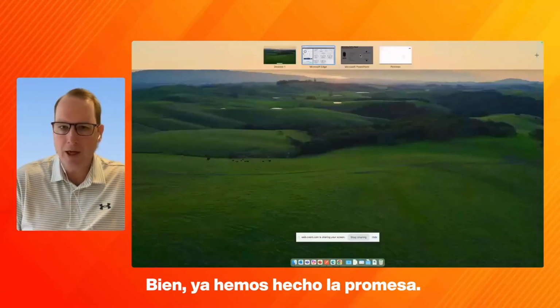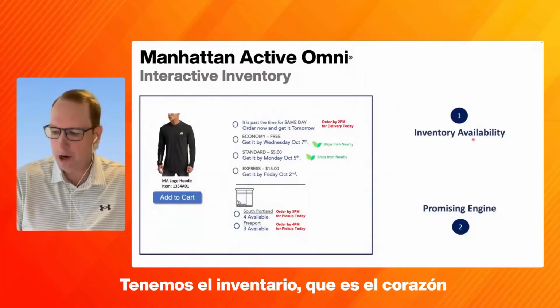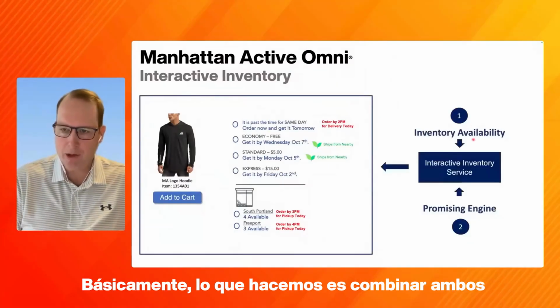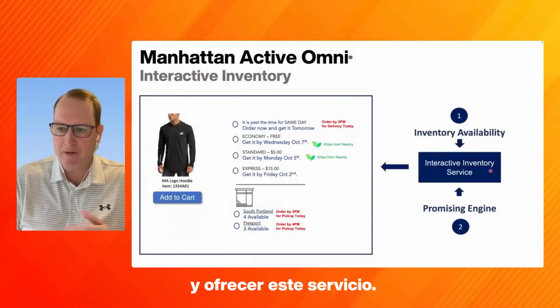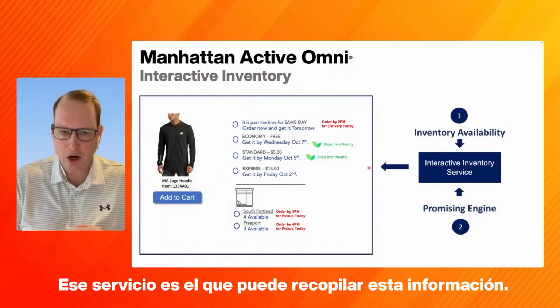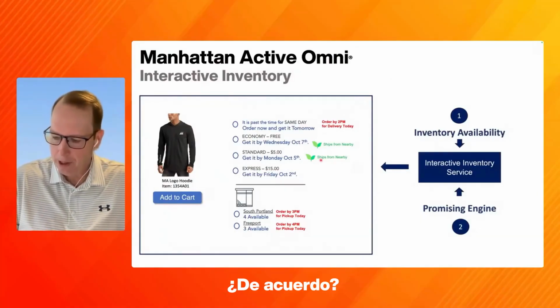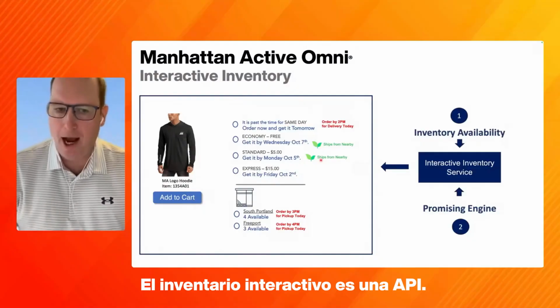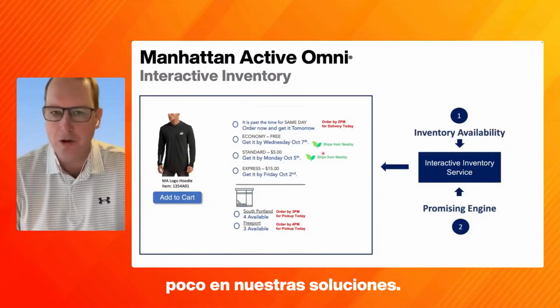Okay, so we've done the promising. We've got the inventory. That is the heart of interactive inventory. Basically what we do is combine those together and provide this service. That service is what can pull in this information, so I can simulate that. This is an API. The interactive inventory is an API. We actually use it a little bit in our solutions.